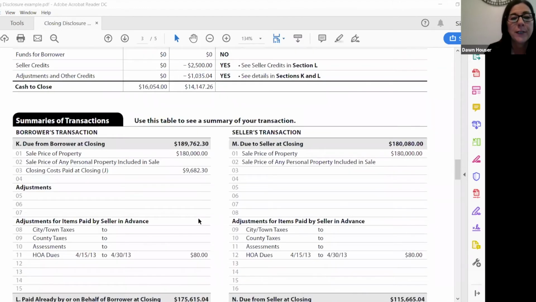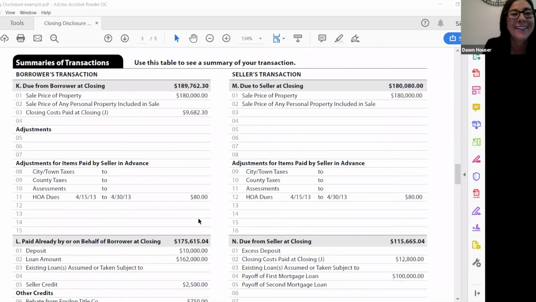Here's where it gets a little crazy for some people. The summary of the transaction. So when we say the total due up at K, that is your sales price plus your closing costs that we calculated with your prepaid items and things like that. So that's where you're coming up with it. And then when you look down, the seller paid for some of the HOA. So that's kind of where you're coming up with the $80.